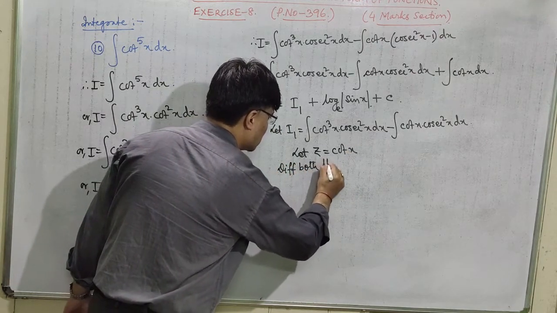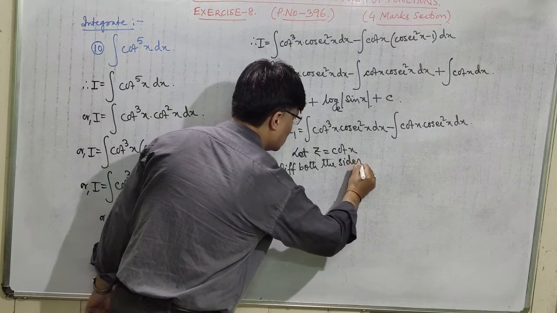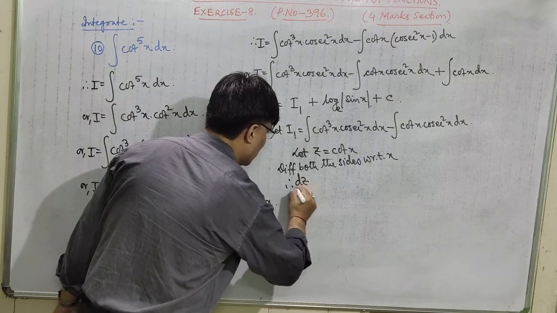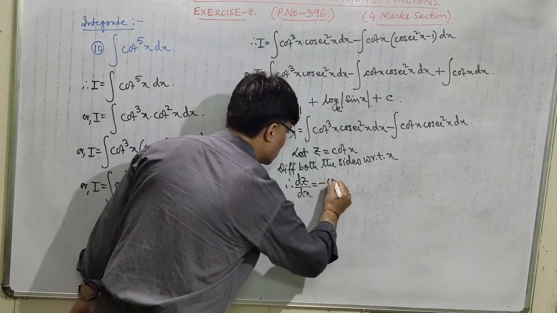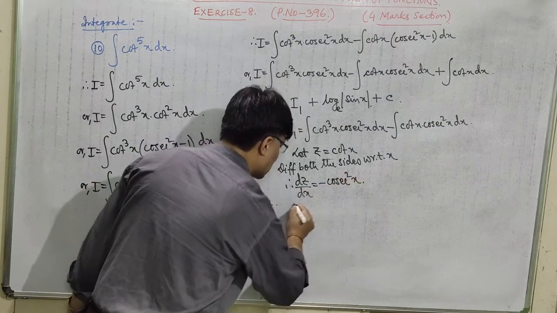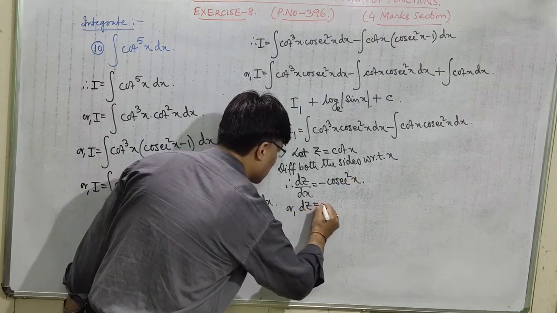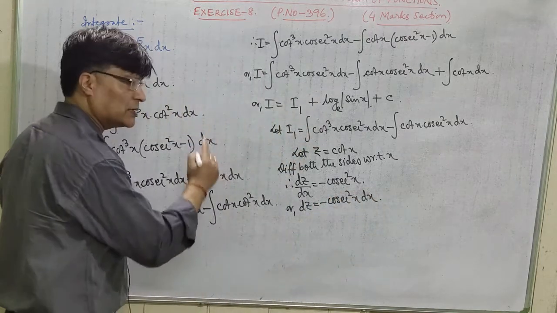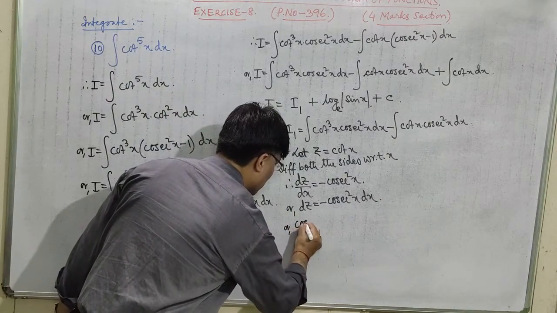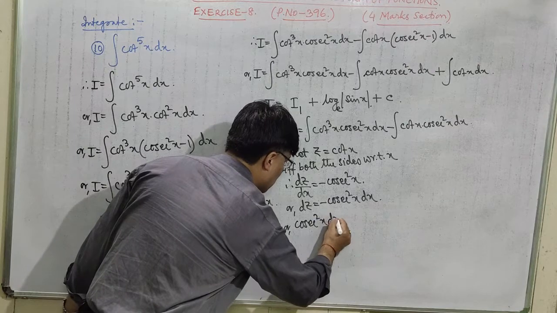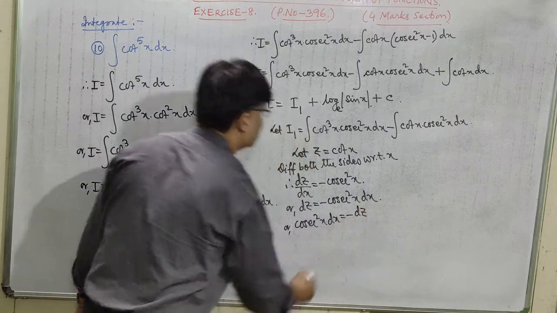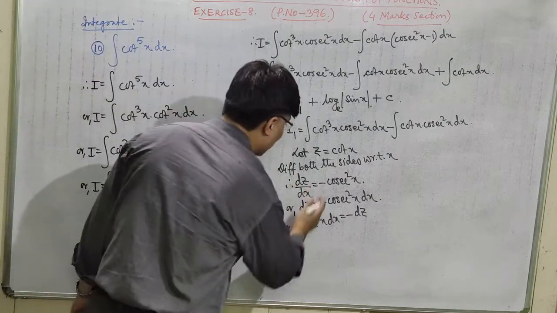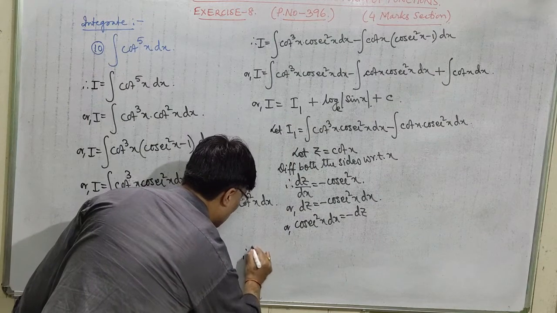Differentiating both the sides with respect to x. Therefore dz by dx is equal to minus cosec square x, or dz is equal to minus cosec square x dx. Let us get the value for cosec square x dx only. So cosec square x dx is equal to minus dz. So I think you have understood it. So let us put these values in I1.